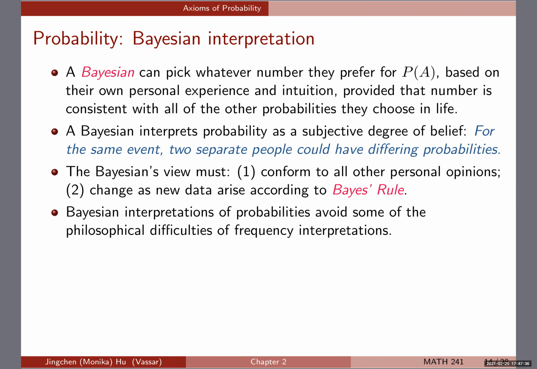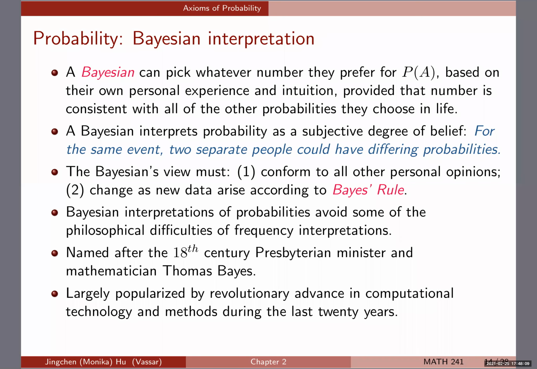So that's what we mean here: Bayesian interpretations can avoid some of the philosophical difficulties of frequency interpretations. As another example, like the tomorrow's chance of raining, I think it's 50%, you think it's 80%, but can we repeat tomorrow an infinite number of times? No, tomorrow is only one day. So again, probability in the Bayesian sense, although subjective, could avoid some of the difficulty of interpretations in the frequentist sense.